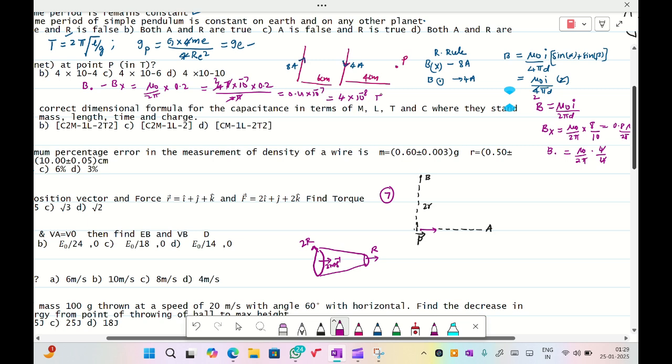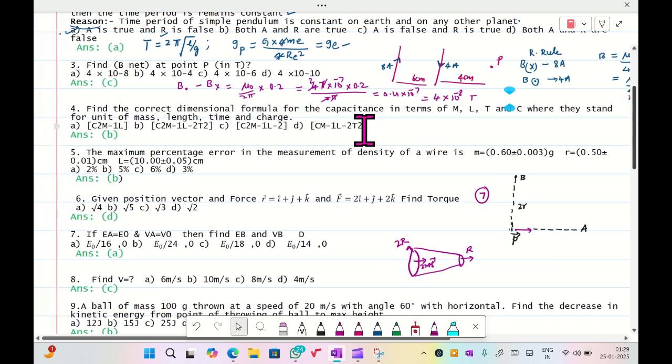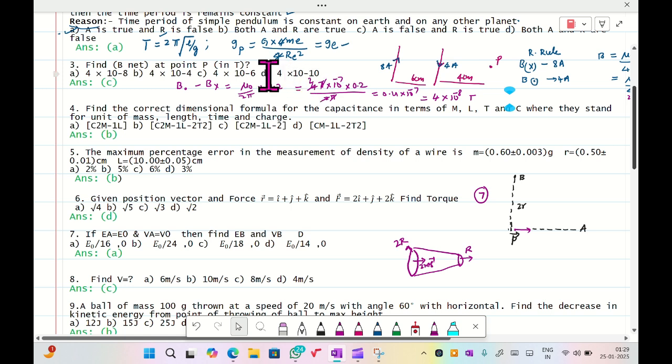B is measured in Tesla. 1 Tesla is equal to 10 power 4 Gauss. Gauss is the CGS unit, Tesla is the SI unit. And B can be measured in Weber per meter square also. Weber per meter square is Tesla, right? And Weber is the SI unit there. So now 4 into 10 power minus 8. So this answer A is only correct.